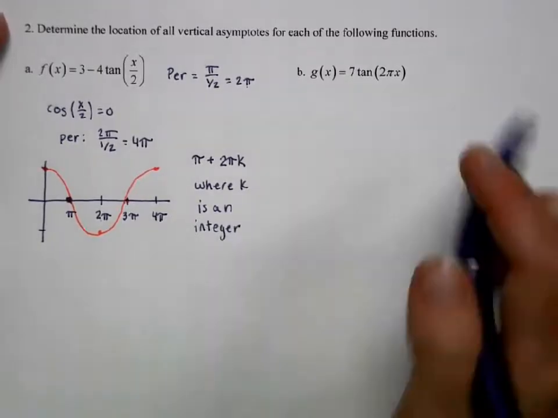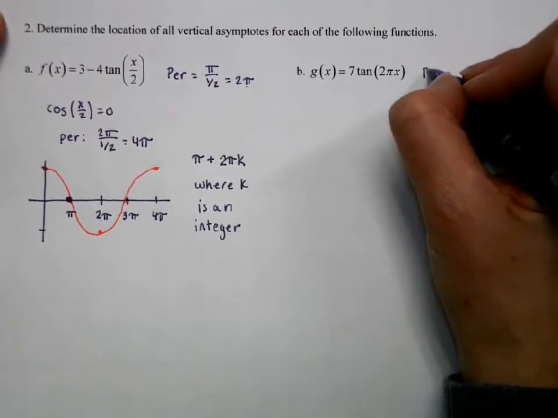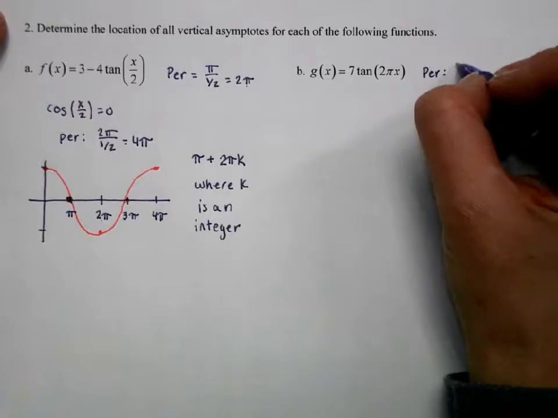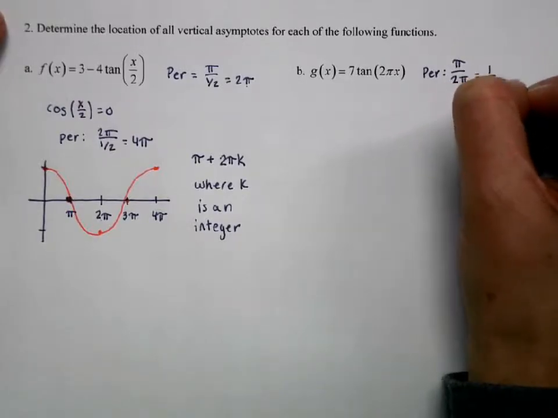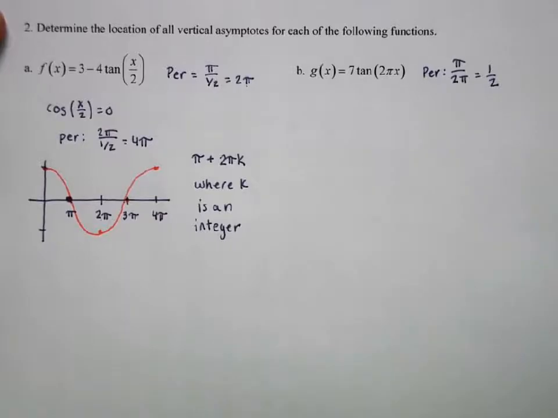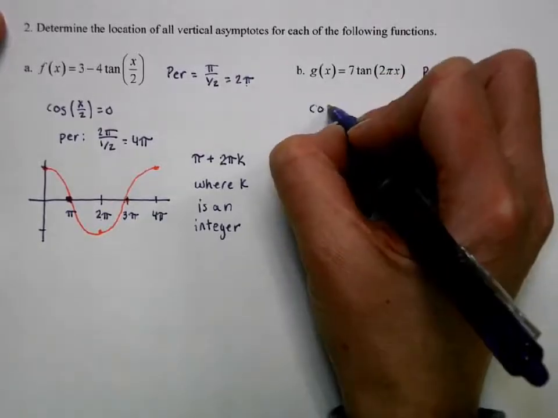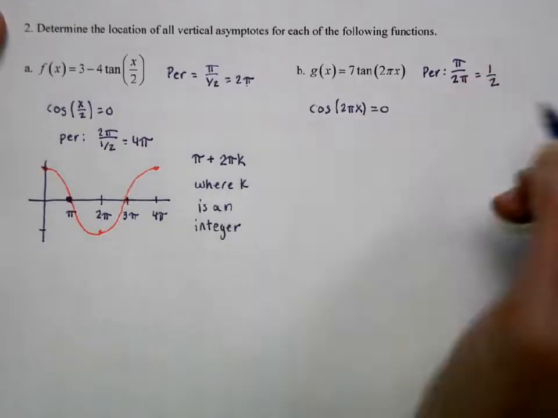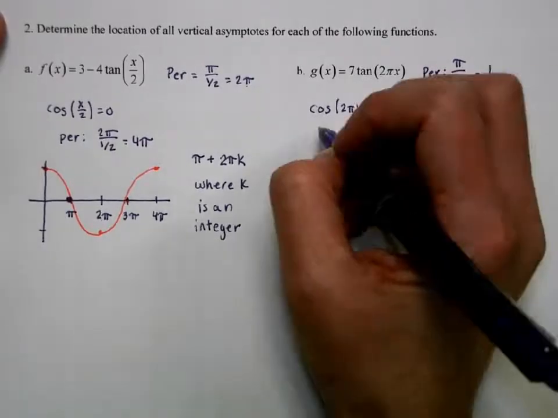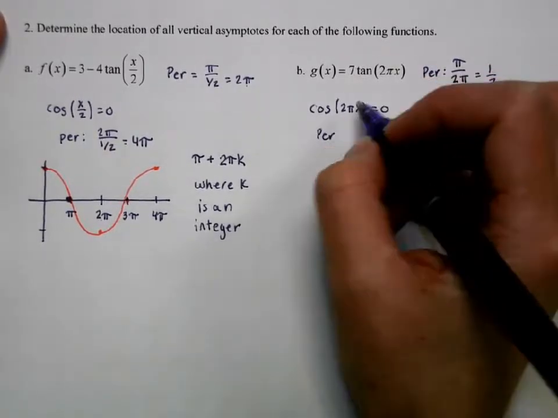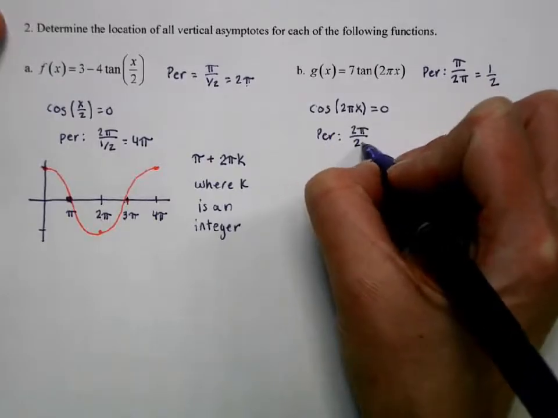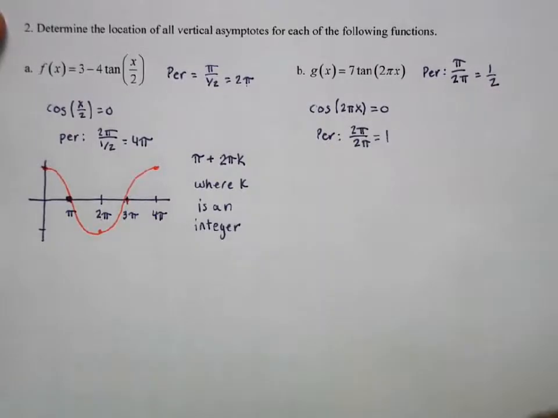Okay, we'll repeat that for this one. So the period here, the distance between our vertical asymptotes, is going to be pi divided by 2 pi, or 1/2. My cosine that we're interested in looks like this. The period for cosine of 2 pi x is 2 pi divided by our b value of 2 pi, which is 1.